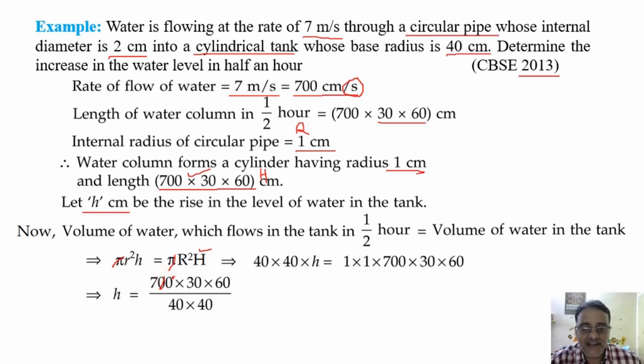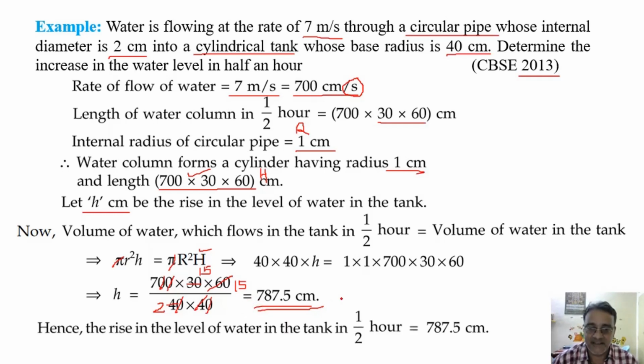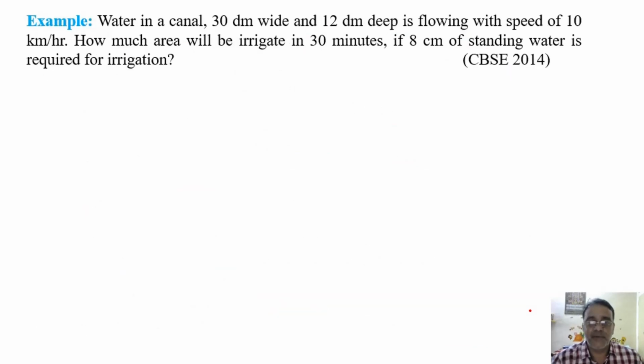So these two zeros we can cancel. We can cancel 60 by 4, 15. And one more 2 we can cancel from these two, 15. So 7 into 15 into 15 by 2 will get 787.5 centimeter. Hence the rise in the level of water in the tank in half an hour is 787.5 centimeter. Any doubt here? No, sir.